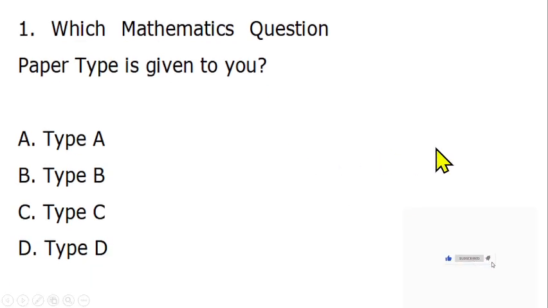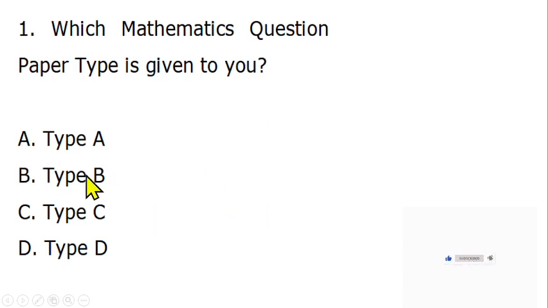So the first question they asked in 2010 was which type of question was given to the students, because in that year they were using types so as to reduce exam malpractice. There are 4 types. You check the question given to you: if it is type A, you select type A; if it is type B, select type B; and if it is type C, select type C, and so on.